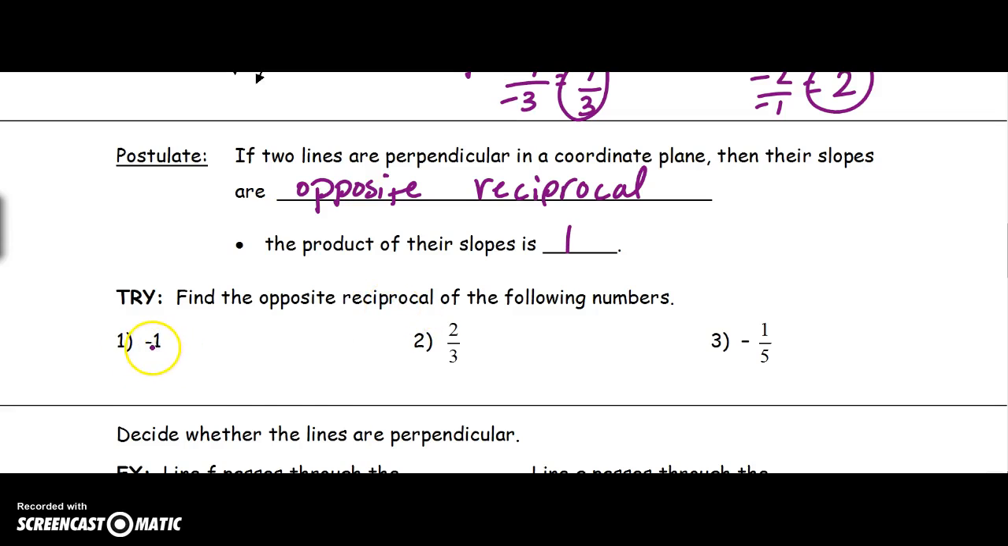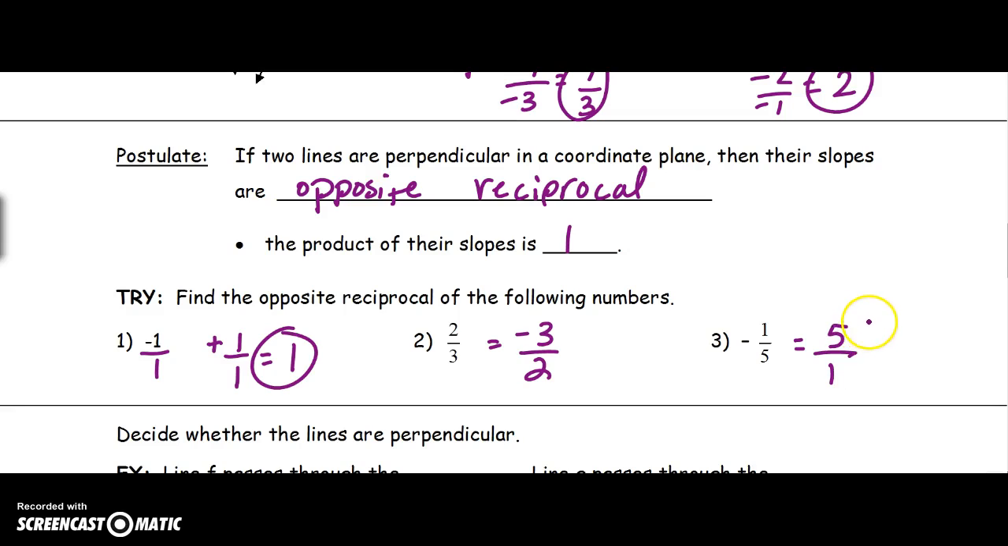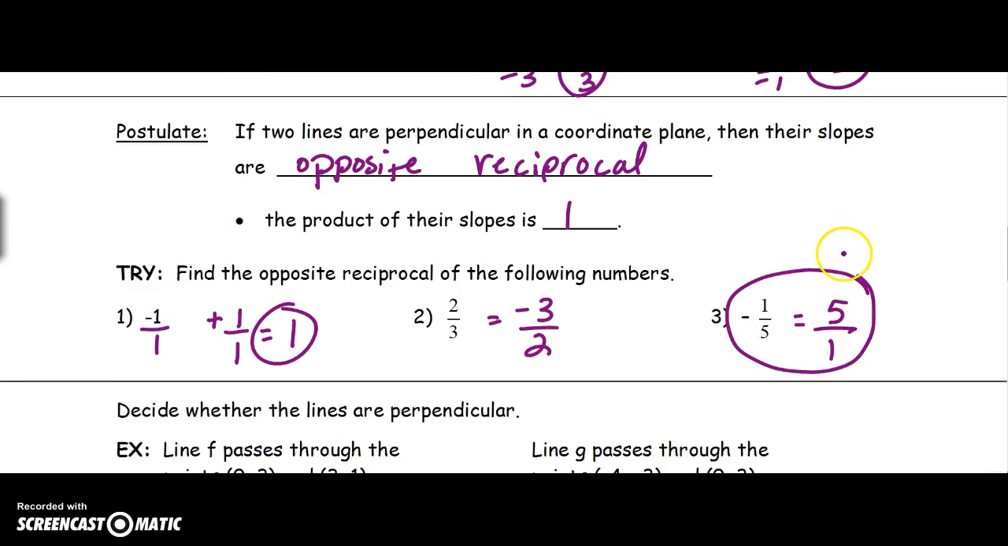Opposite reciprocal means that since in this example number 1, the slope is negative, it's now going to be positive. And reciprocal means that whatever is on the top is now on the bottom, and what's on the bottom is now on the top. So the opposite reciprocal of -1 is 1. In example 2, it'd be negative, because this one's positive, 3 over 2. And in the last one, since it's negative, it's positive, 5 over 1. So you have to have opposite reciprocals in order to have perpendicular lines. So this is what they would look like if they were perpendicular.